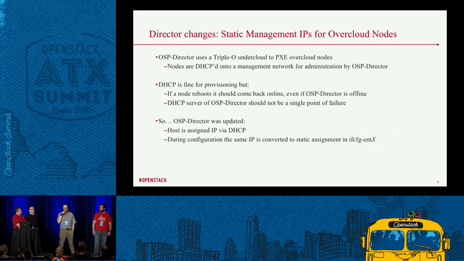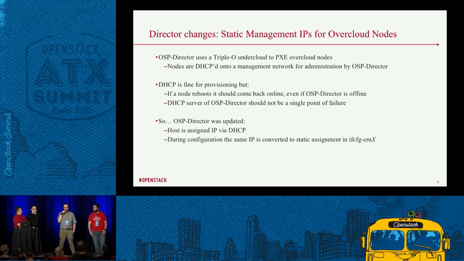It uses PXE to prepare the overcloud nodes. So when that happens, nodes are DHCP'd onto a management network for administration by the OSP Director. DHCP is fine for provisioning, and you're going to want that when you're doing PXE. But Rackspace had a requirement that if a node reboots, it should come back online, even if Director is offline. So I want to clarify that there are other static IP assignments. I'm just talking about the management network.